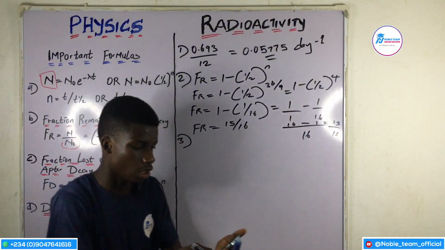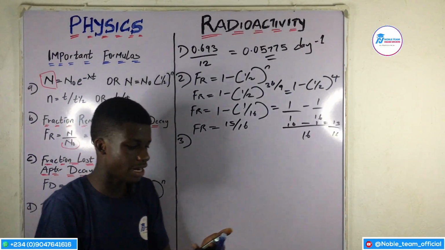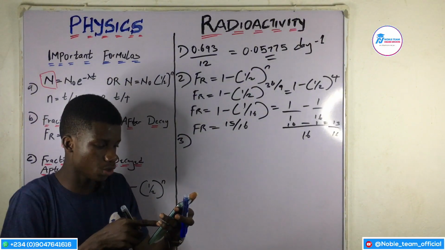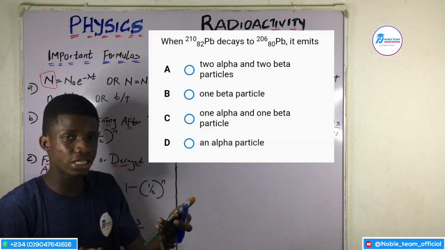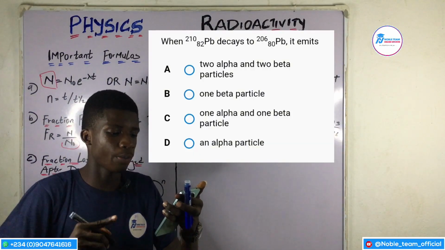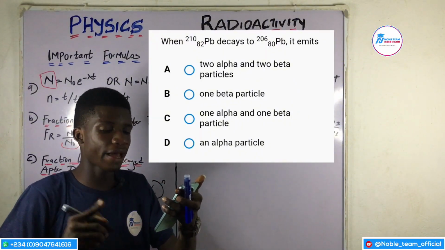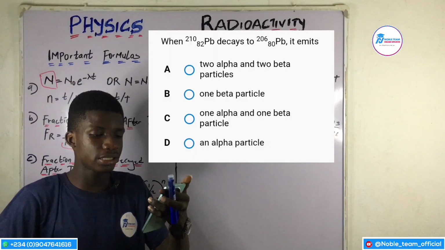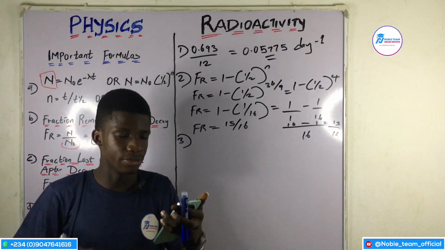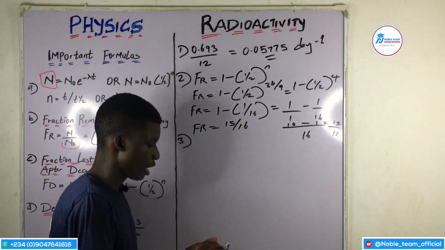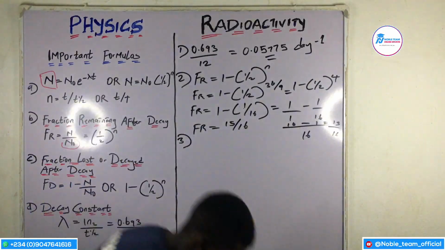So let's move. Now this one is quite different. You see the question on your screen. They said lead has a mass number of 210 and a proton number of 82, and decays to a mass number of 206 and proton number of 80. Then what does it emit? Now I want you to take note of something. Let me use the blue marker because this is part of the calculation aspect.